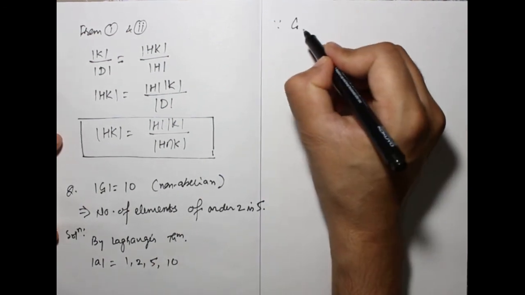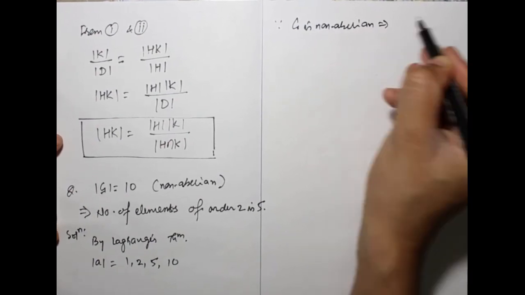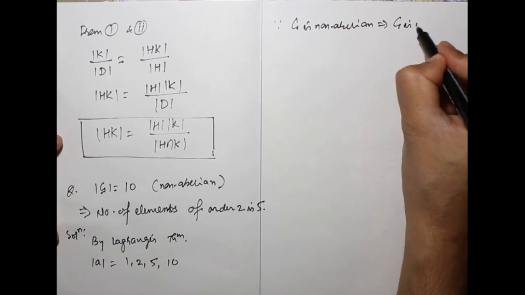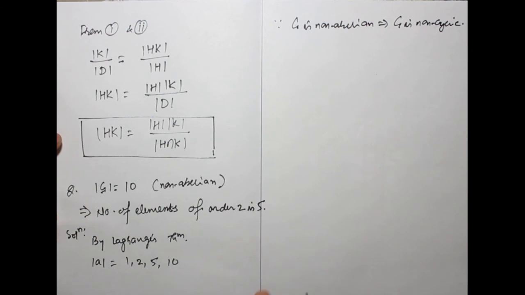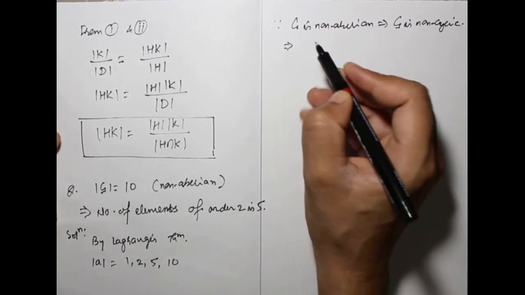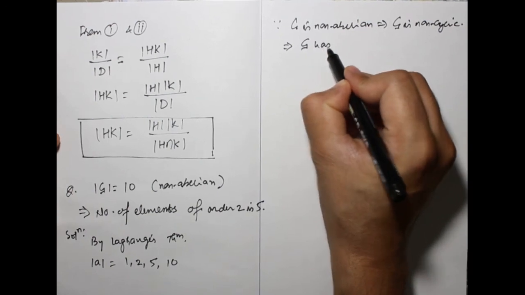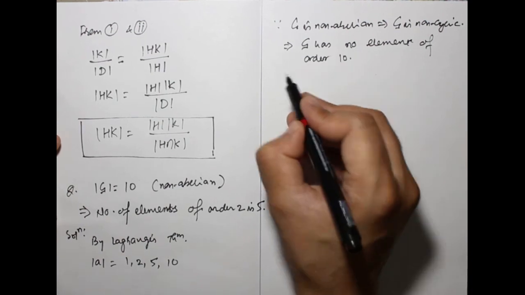Since G is non-abelian, it implies G is non-cyclic, because every cyclic group is abelian, so not abelian implies not cyclic. From here, what can we write? G has no element of order 10.